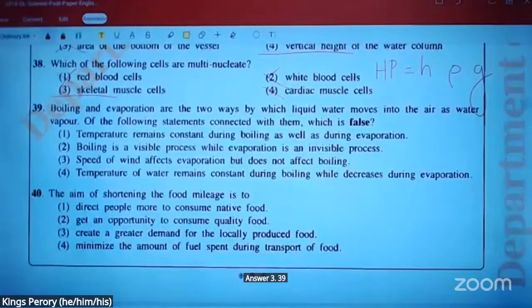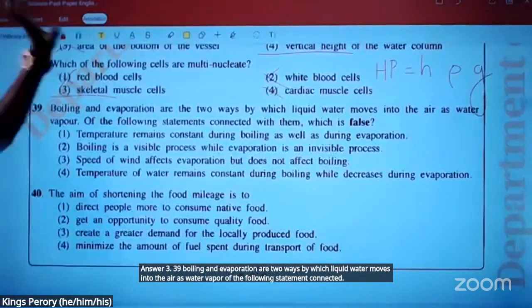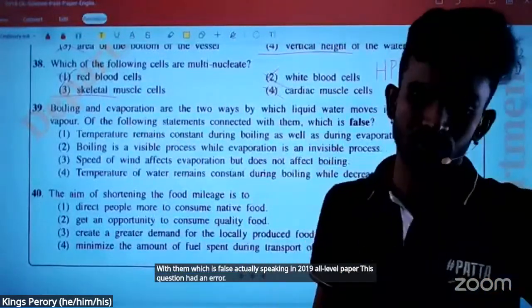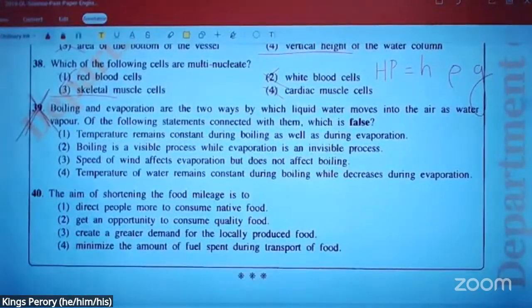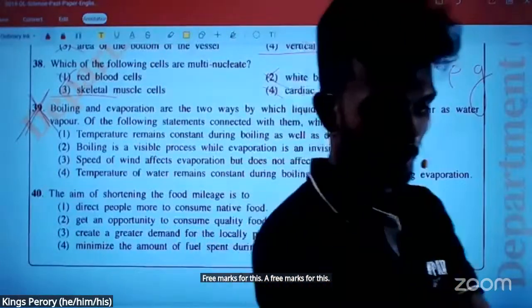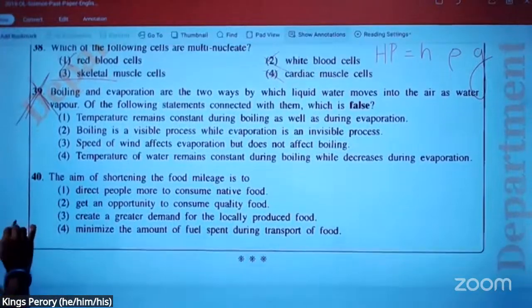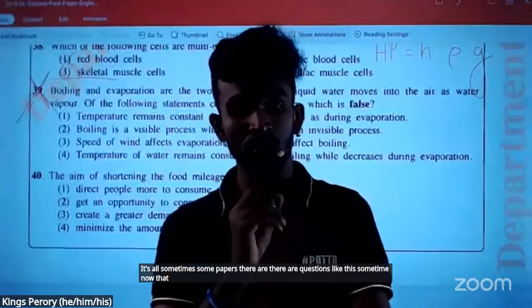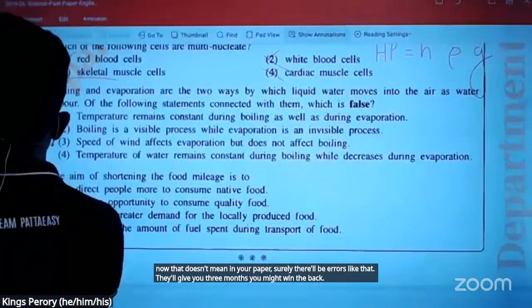39. Boiling and evaporation are two ways by which liquid water moves into the air as water vapor. Of the following statements connected with them, which is false? Actually speaking, in the 2019 O-level paper, this question had an error. They gave free marks for this. Sometimes in some papers there are questions like this. That doesn't mean that in your paper there will surely be errors like that.